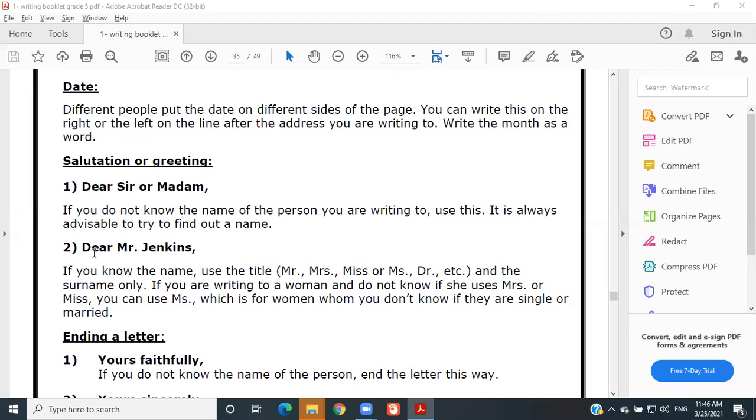Dear Mr. Jenkins. If you know the name, use the title Mr., Mrs., Miss, or Doctor, etc., and the surname only. If you are writing to a woman and don't know if she uses Mrs. or Miss, you can use Ms., which is for women whom you don't know if they are single or married.